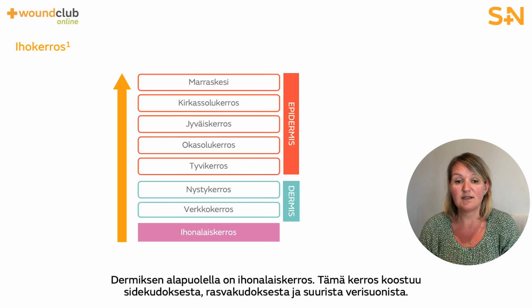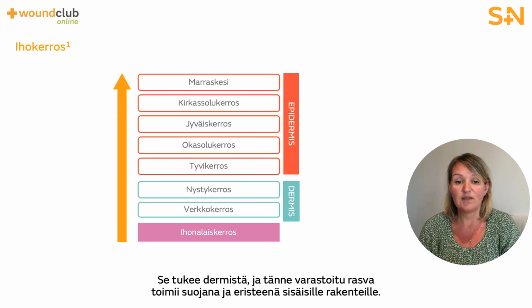Below the dermis lives the subcutaneous layer. This layer is made up of connective tissue, fatty tissue, and larger blood vessels. This provides support to the dermis, and the fat stored here provides protection and insulation to internal structures.